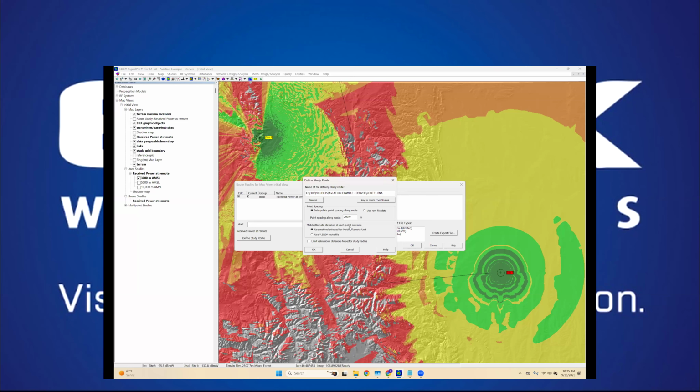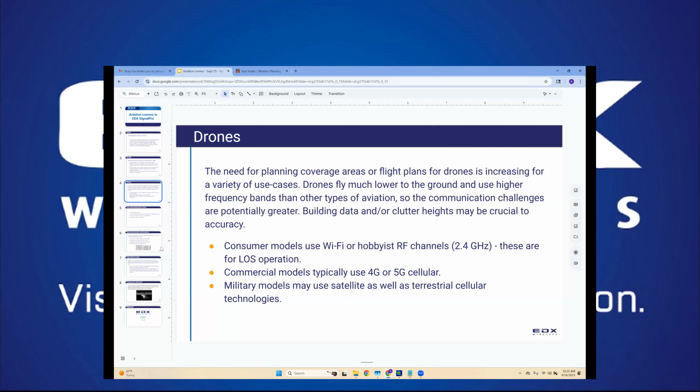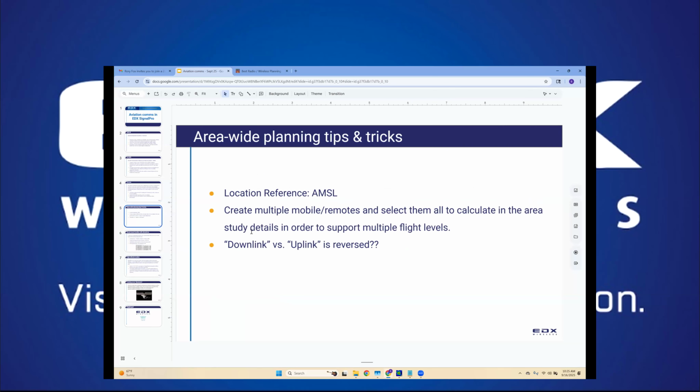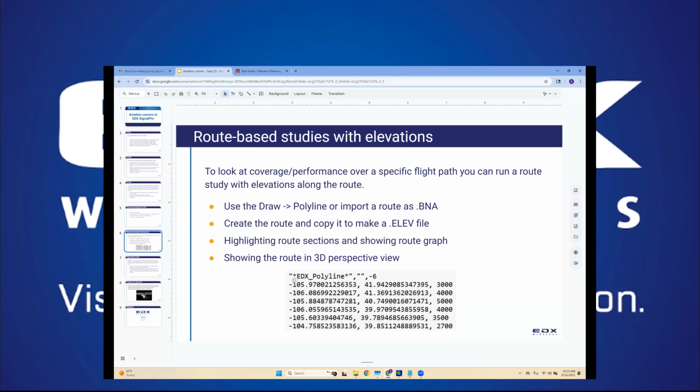However, if we want to do a flight path where our AMSL height is varying over the course of the route, then what we would do is select this .lev route file. And this file is really, really simple to format. Here I've been sort of talking about these concepts, so I'll skip this slide. But here's an example of what that BNA route file and the LEV file looks like. This little screen capture here.